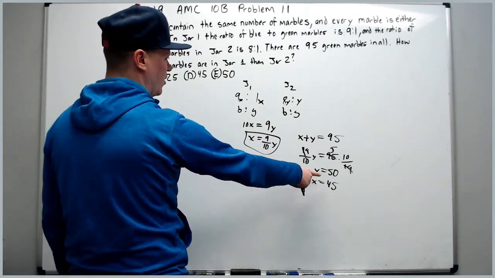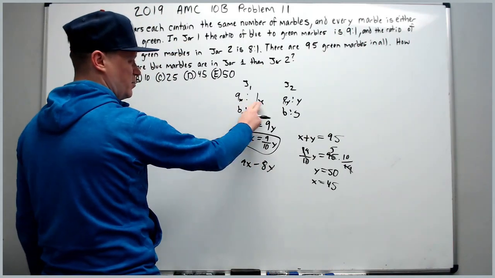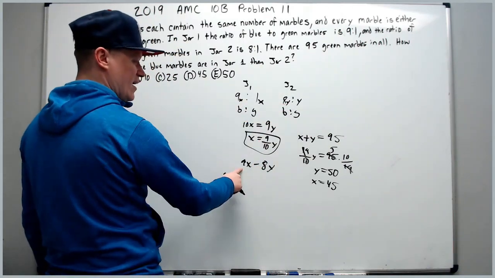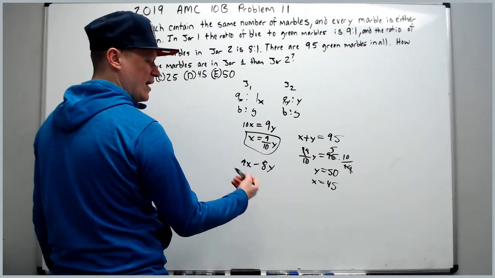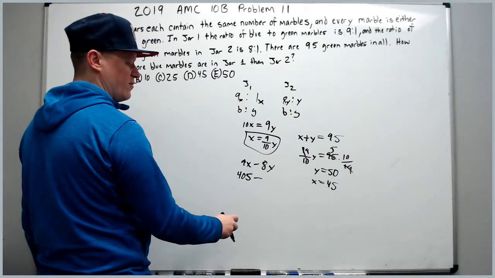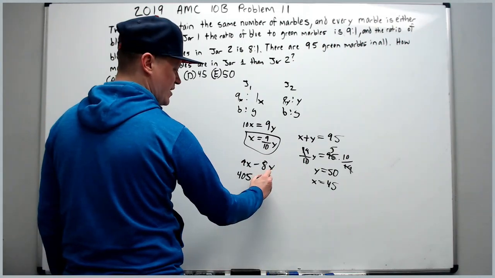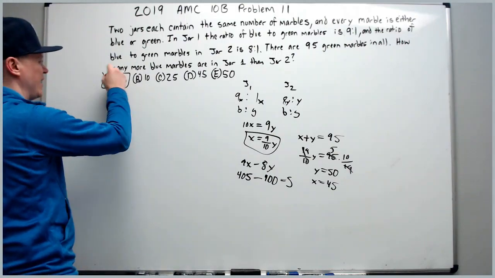Okay, so we're just going to do 9x minus 8y, because that's the blue here and the blue there. 9 times 45 is 9 times 40, which is 360, and 9 times 5, which is 45, giving you 405. 8 times 50 is obviously 400, and the answer is A, 5.